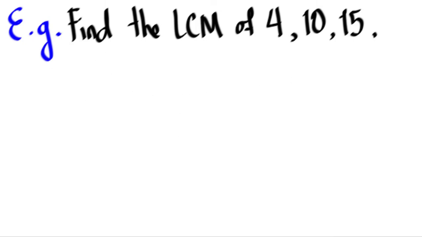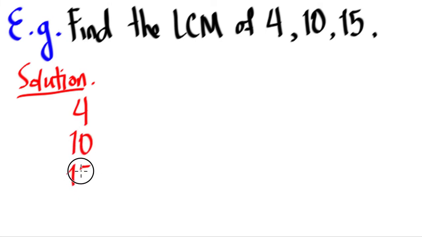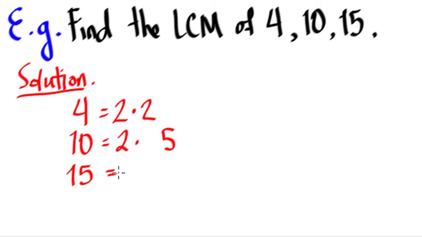First, we write this as a solution. We write the 4, the 10, and the 15, and we prime factorize them. Remember, 4 is 2 times 2, 10 is 2 times 5, and 15 is 3 times 5.